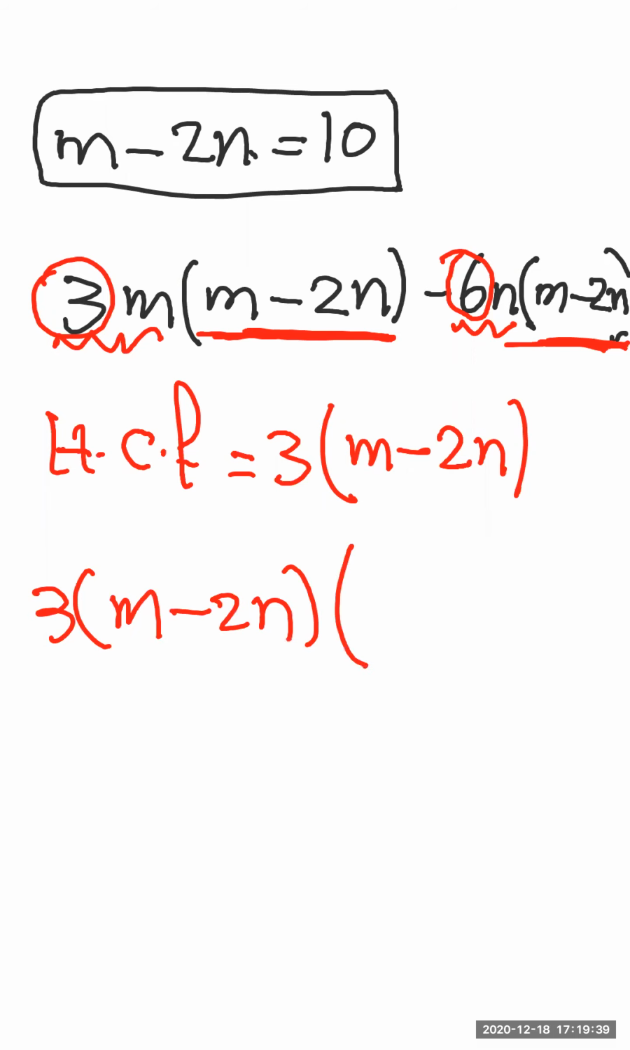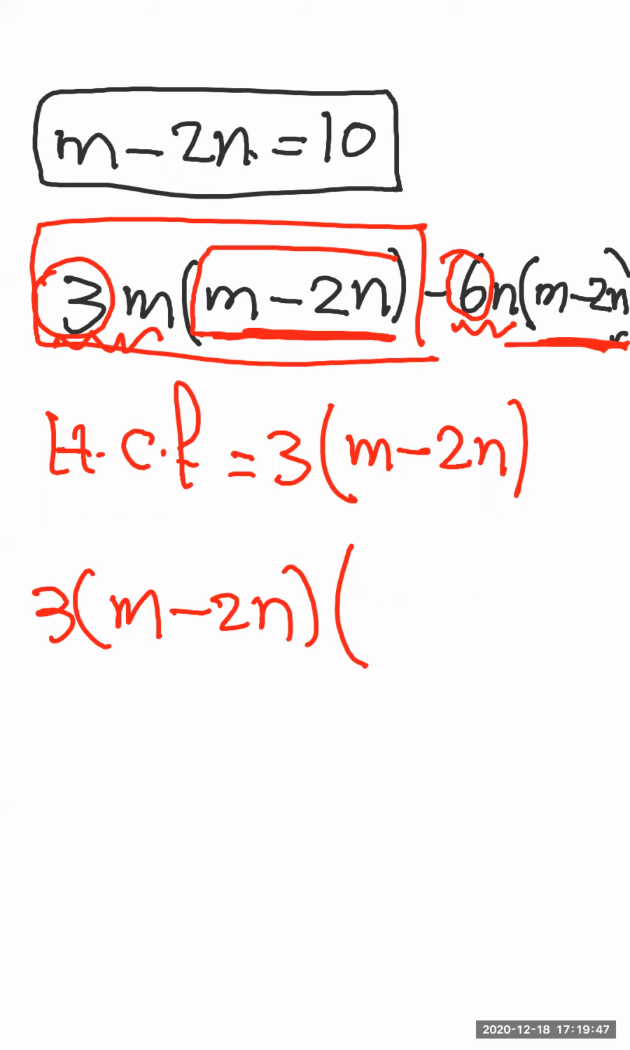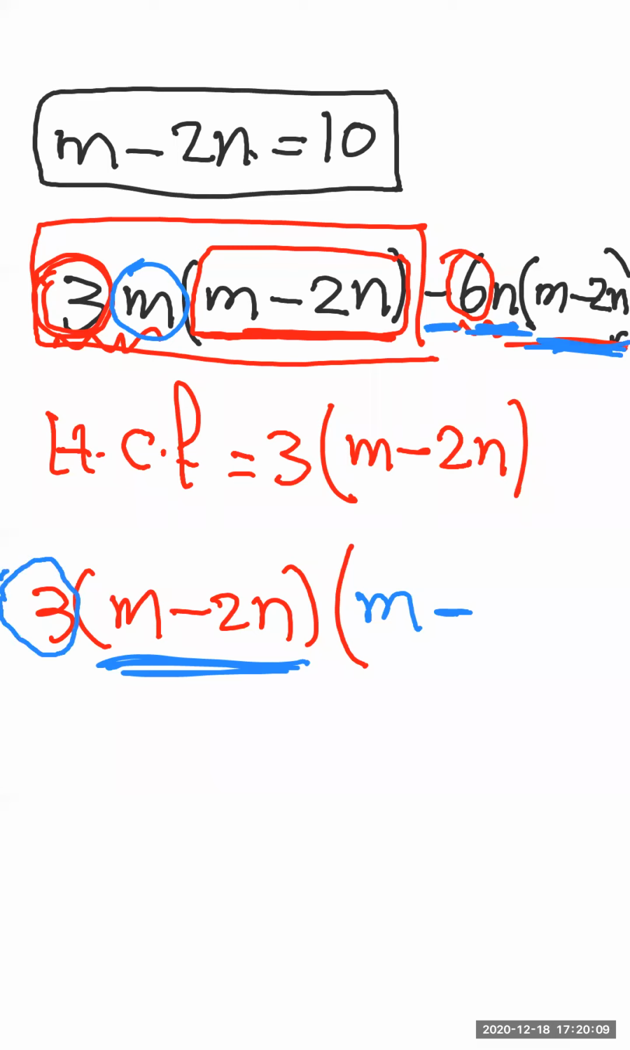Then the bracket. What will be the remaining on the first term? 3 times (m minus 2n): m minus 2n exists in the highest common factor and also 3, so the remaining will be only m. Then minus. m minus 2n exists here, so what will be the remaining? 6n, but there is 3 here, so 6 divided by 3 means 2, and here n, so 2n. So this is the factorization.